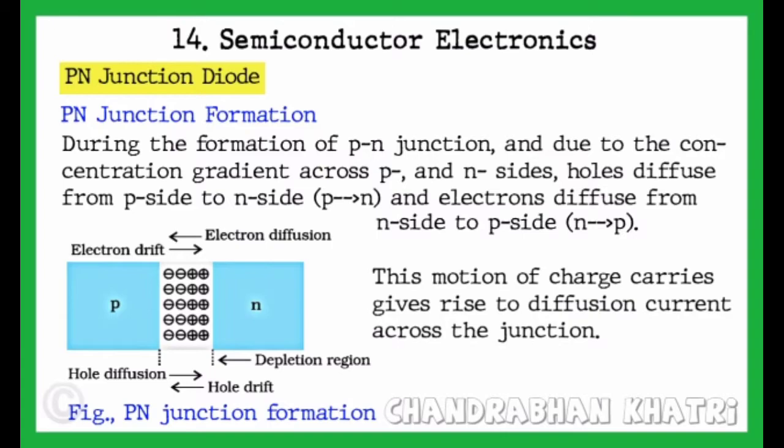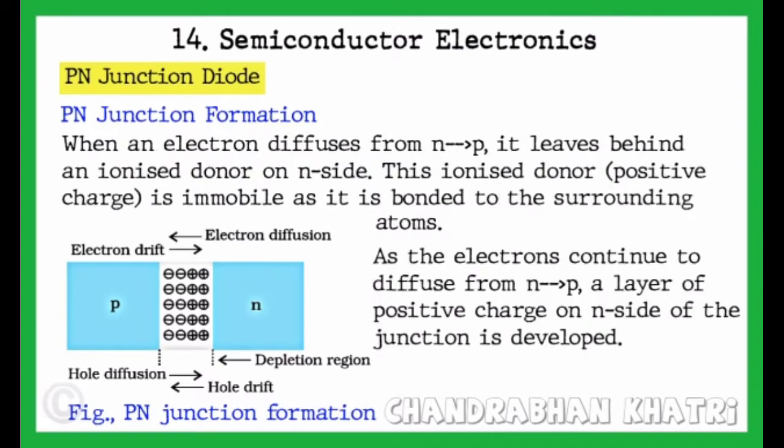During the formation of the PN junction, due to the concentration gradient across the P and N sides, holes diffuse from the P side to the N side, P to N, and electrons diffuse from the N side to the P side, N to P. This motion of charge carriers gives rise to diffusion current across the junction, as you can see in this diagram.